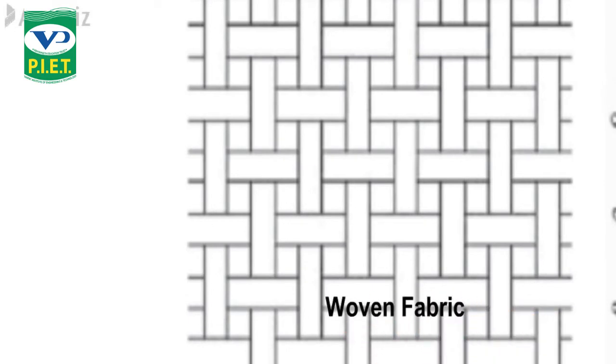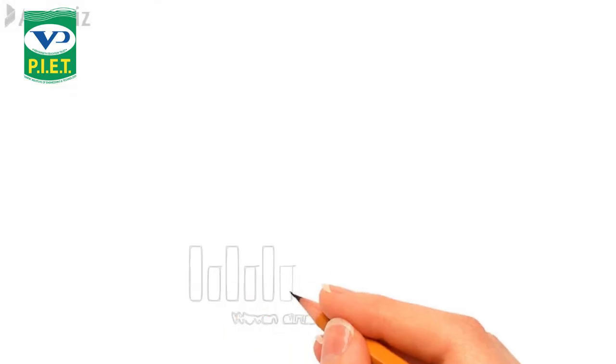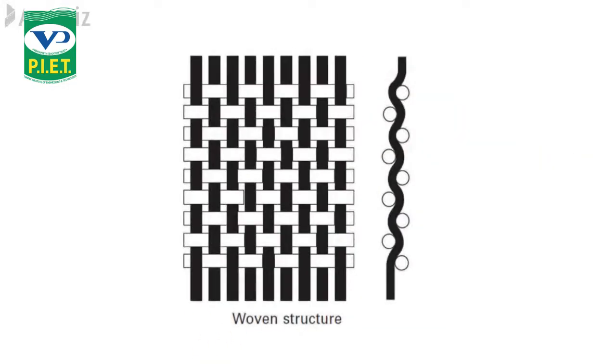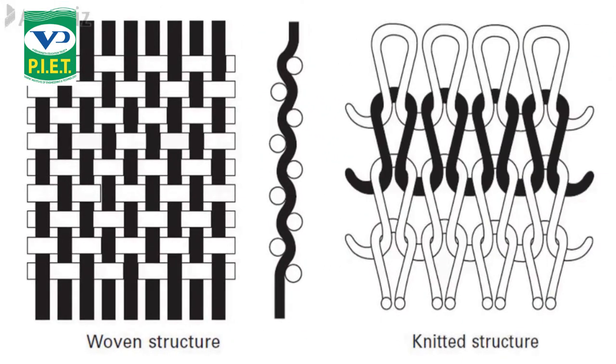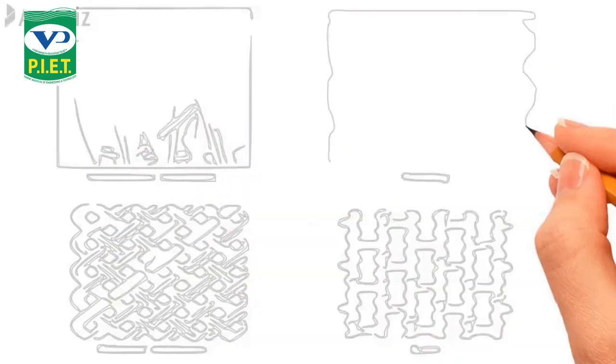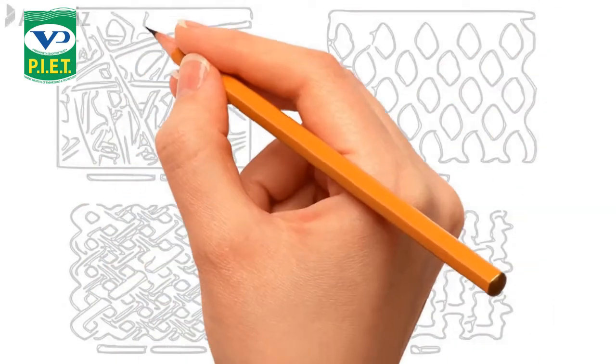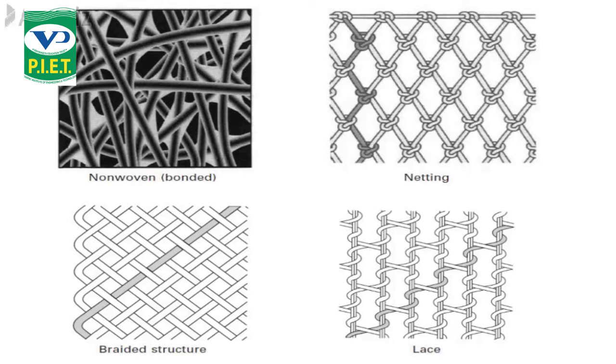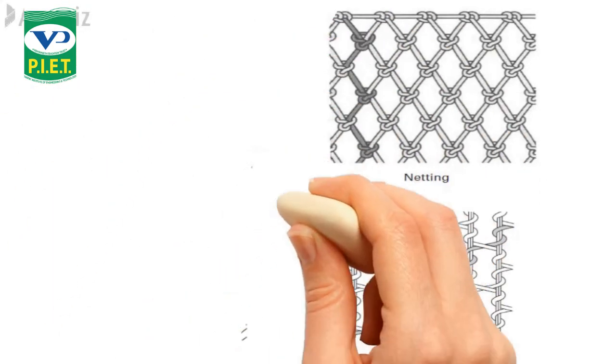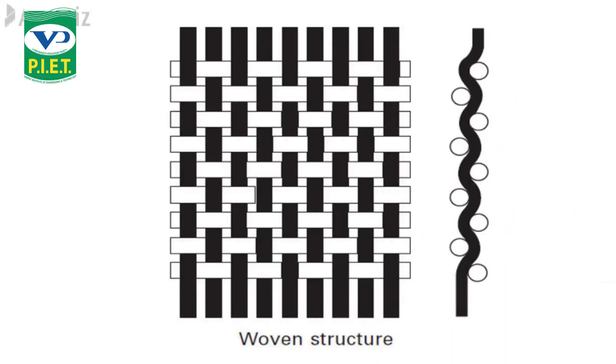In weaving, there are two sets of threads which are interlaced with one another. Other form of interlacing is knitting, in which only one set interlocks with the loops of neighboring threads. There are other forms of fabrics also available, like non-wovens and braiding. But in this unit, we will discuss the woven structure and their properties.